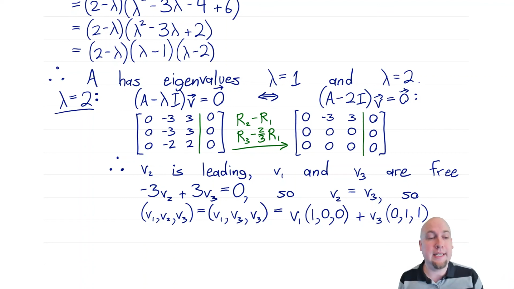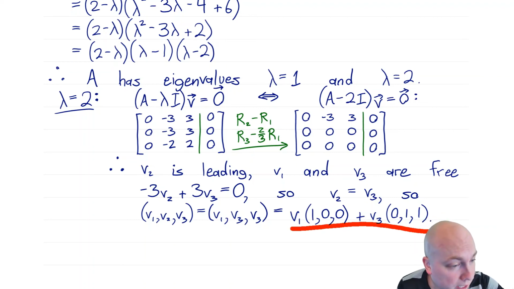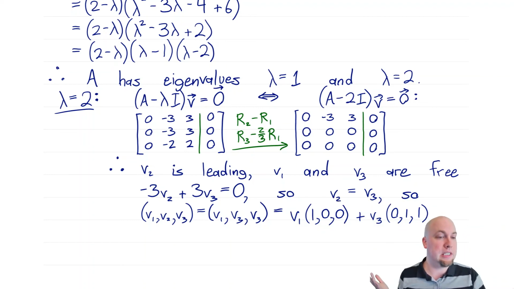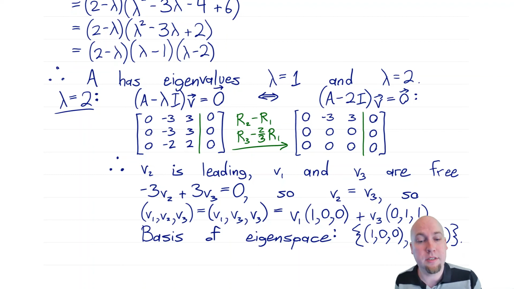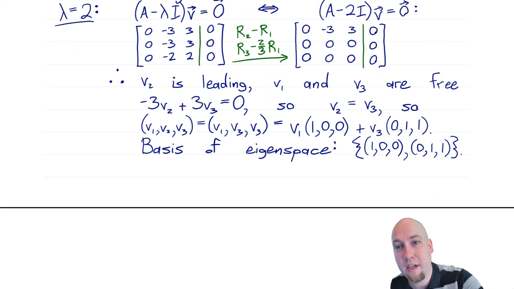And the point of writing in this form is now we can see a basis of this eigenspace. A basis is just the set consisting of these two vectors here. It's a general fact that whenever you do this factoring out of free variables, the resulting vectors are going to be linearly independent. And you can see straight from this formula here that they span the entire space. Every eigenvector is of this form, which is a linear combination, where the coefficients v1 and v3 multiply these two particular vectors. So these two vectors form a basis. So our conclusion is that a basis of that eigenspace consists of those two vectors there. Great, so that's the answer for lambda equals 2.